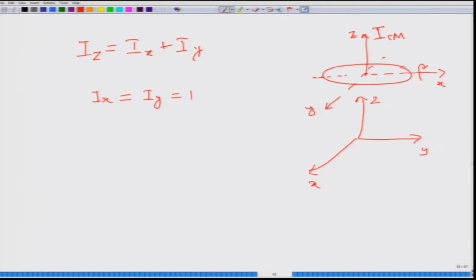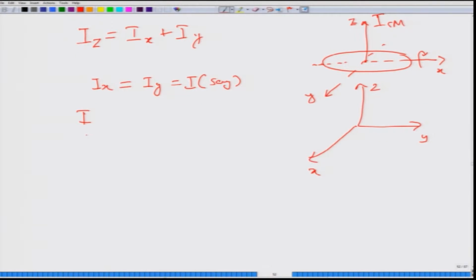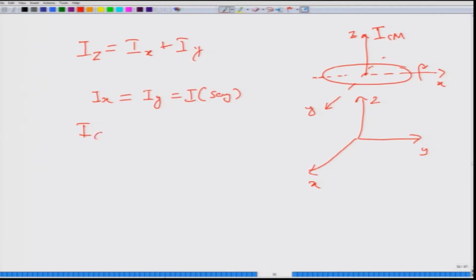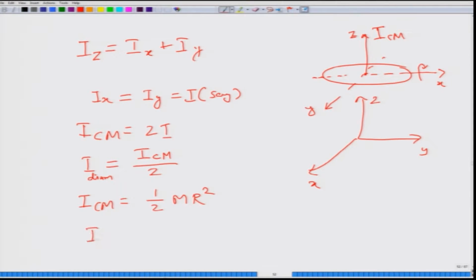So, say it is I, then Iz, which is actually the moment of inertia about center of mass, is Ix plus Iy, which is 2I. So, I about a diameter will be I about center of mass divided by 2. Now, we know that ICM is half mr square. So, I diameter is 1 by 4 mr square.